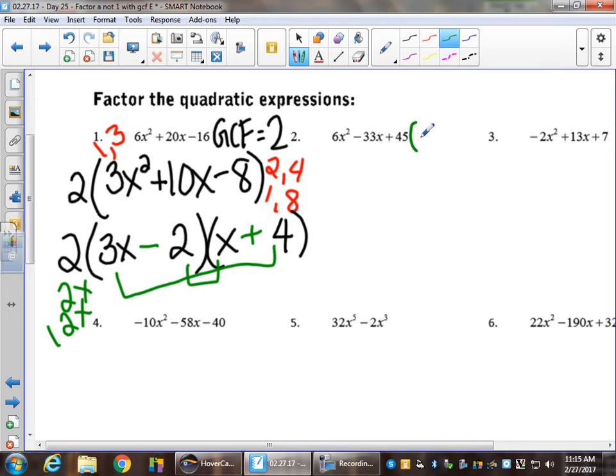Look at number 2. What's my GCF? We have a 6x squared minus 33x plus 45. What's my GCF? Write the problem. Write it on the board. Follow along with the notes. What can they all be divisible by? 3. GCF is 3. Why can't we pull out an x? Because why? Right, 45 doesn't have an x attached to it. We can't pull it out.